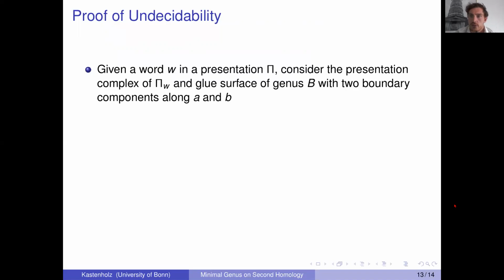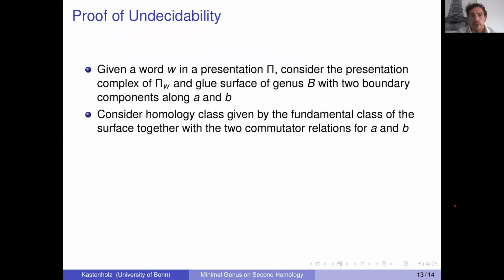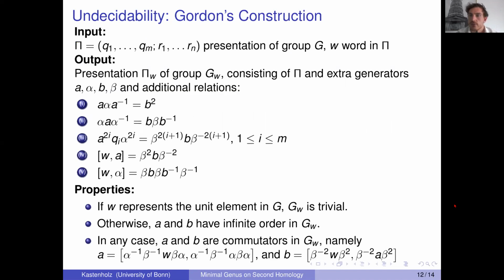Well, the presentation complex is just given by taking a 1-cell, having one point, and then a 1-cell for any generator, and then gluing on 2-cells along the relations we had before. And then we glue on a surface of genus B with 2 boundary components along the curves A and B. So this gives us the presentation complex, and then we glued on this surface of genus B. And then in there, we have a particular homology class that we want to consider, namely the fundamental class of the surface part, together with the 2 explicit commutator relations for A and B.